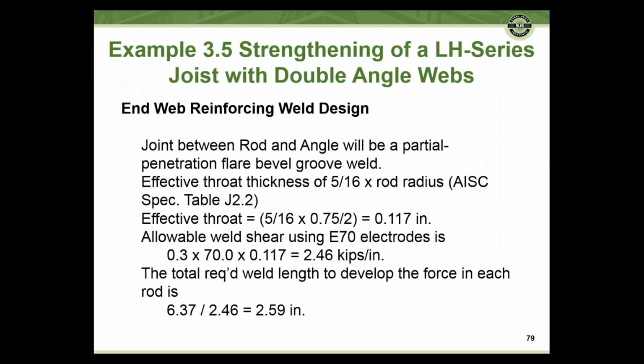So the joint between the rod and the angle, again, is a flare bevel groove weld. It's a 5/16 radius based on our previous calc. The effective throat is 0.117 inch. Our available shear capacity for E70 is 2.46 kips per inch. And the required length based on our stress is 2.59 inches. So we need at least 3 inches at each end.